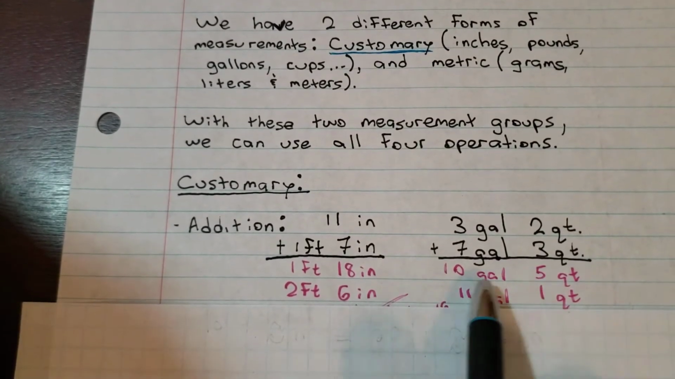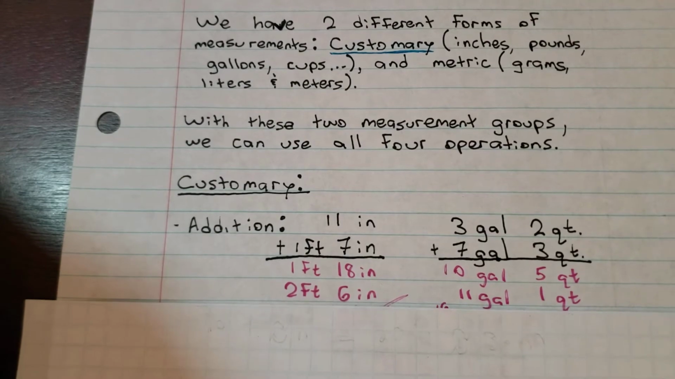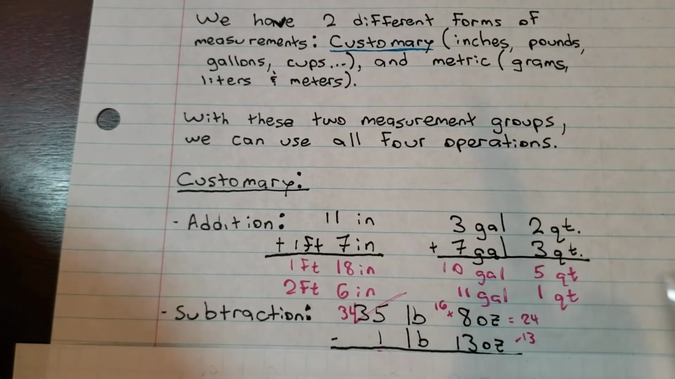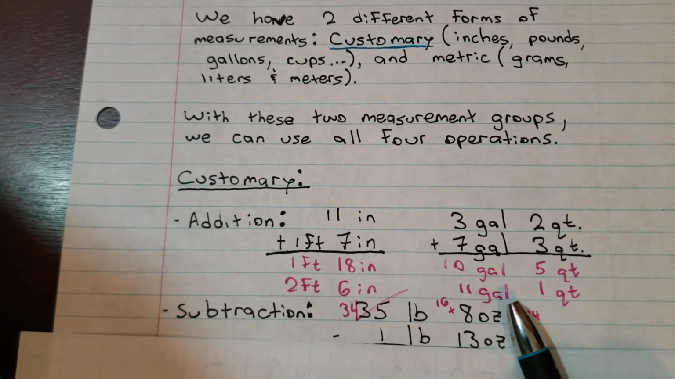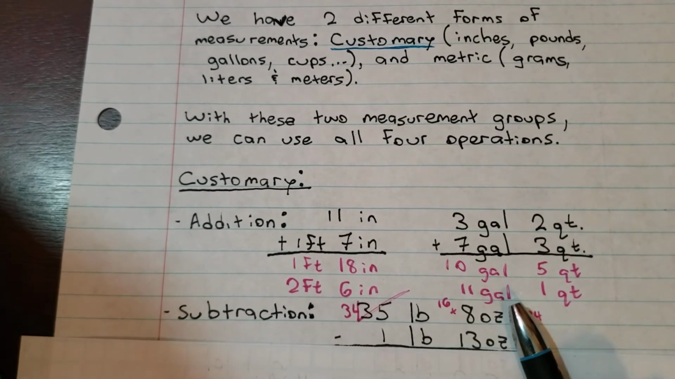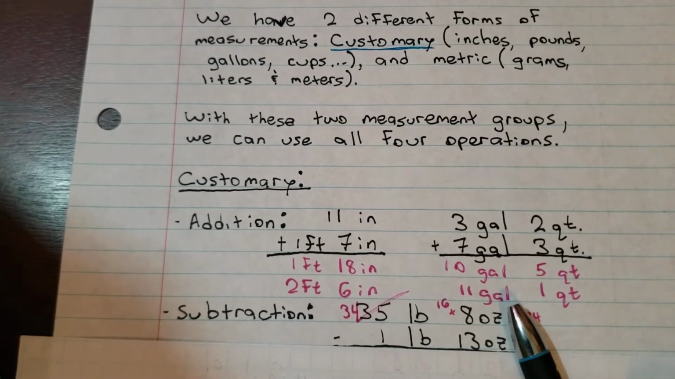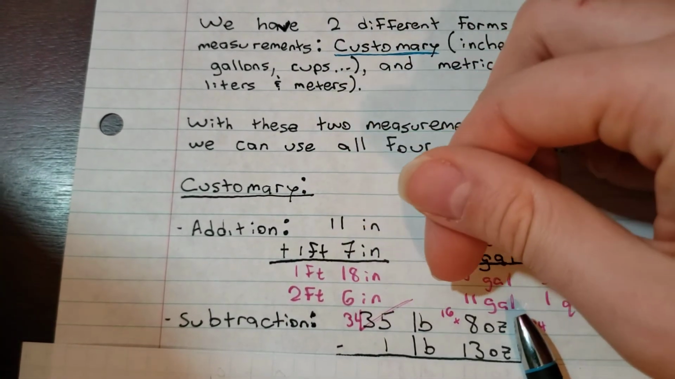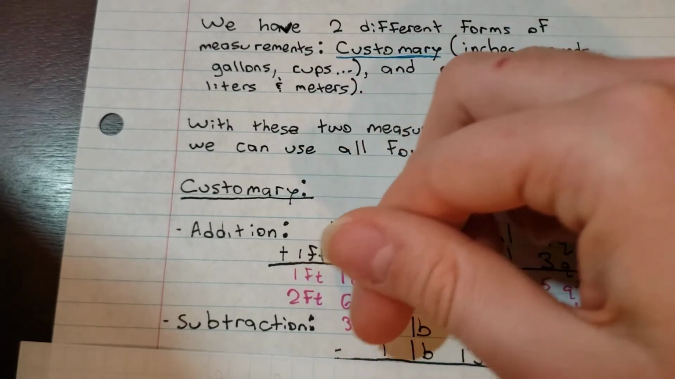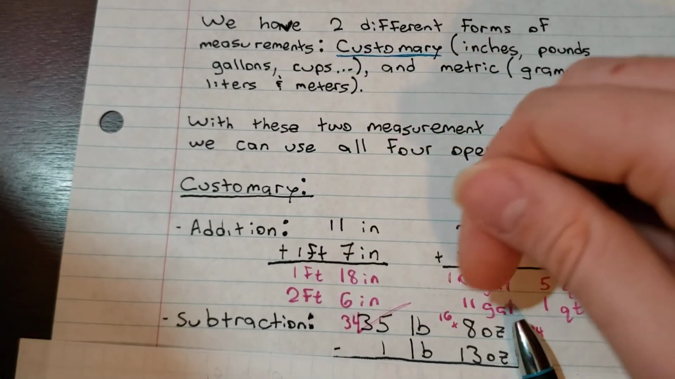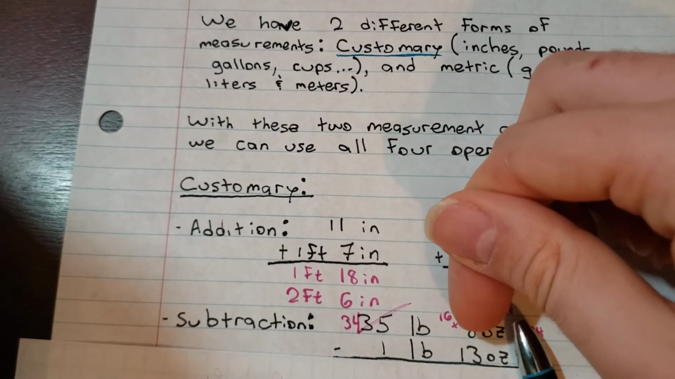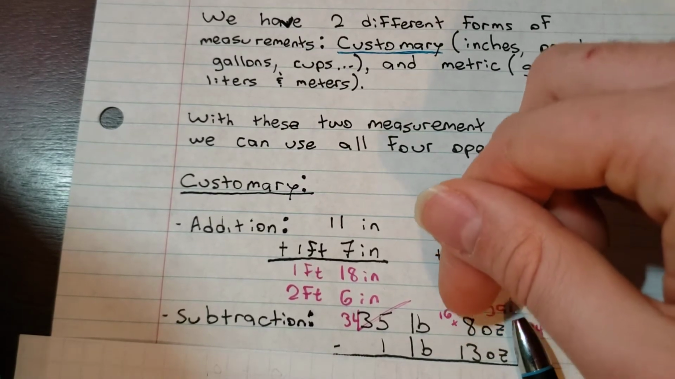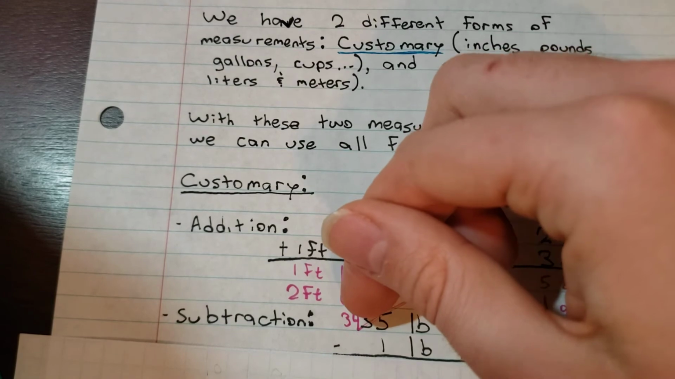Yeah, I'm trying to simplify here. Okay. Now, if I have subtraction, so these are my examples. This is only one example. I have 35 pounds, 8 ounces minus 1 pound, 13 ounces. Now, I can't subtract 8 ounces minus 13. So that's why I've crossed this out and I've carried over.